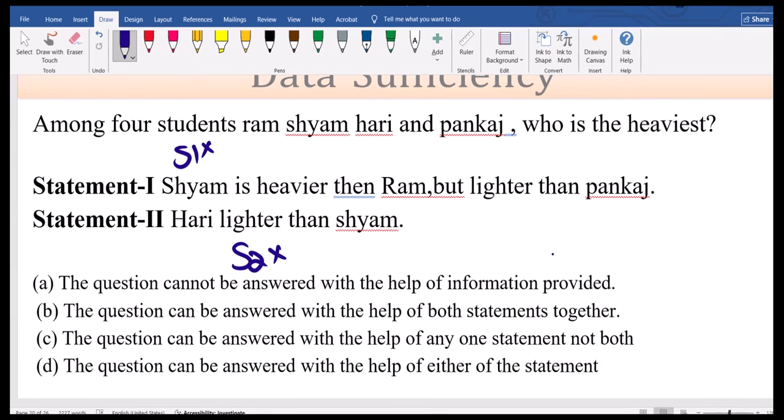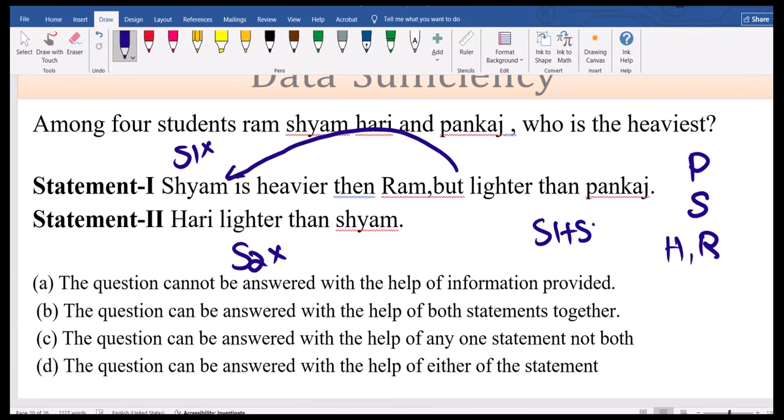Put together: Sham is heavier than Ram, Hari is lighter than Sham. Sham is lighter than Pankaj. Hari is also lighter than Sham. Hari may be anywhere, but we can find who is heaviest, though not the lightest. If the question is who is the lightest, both together is not possible. So put together we can answer. You may encounter this type of question in TCS as well.